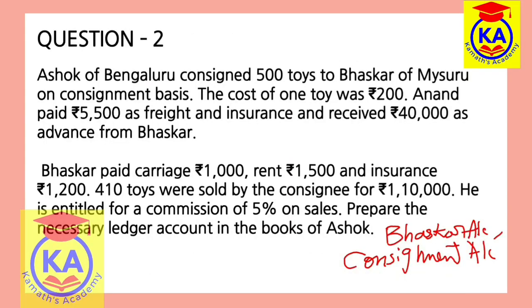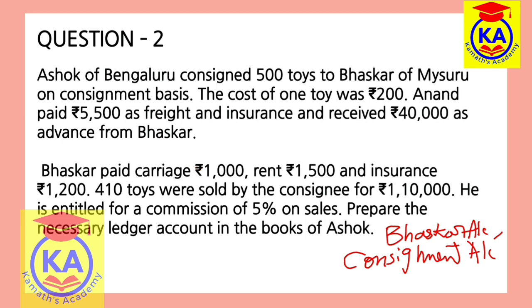So let's begin with the second question. Ashok of Bengaluru consigned 500 toys to Bhaskar of Mysuru on consignment basis. The cost of one toy was rupees 200. Ananda paid 5,500 as freight and insurance and received 40,000 as advance from Bhaskar.